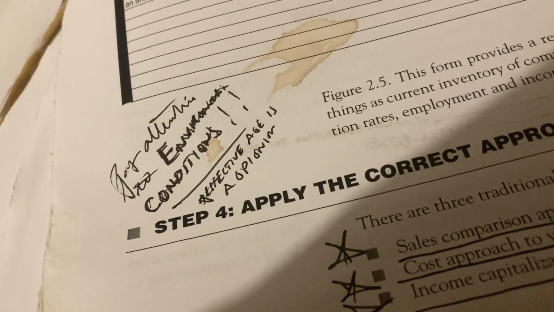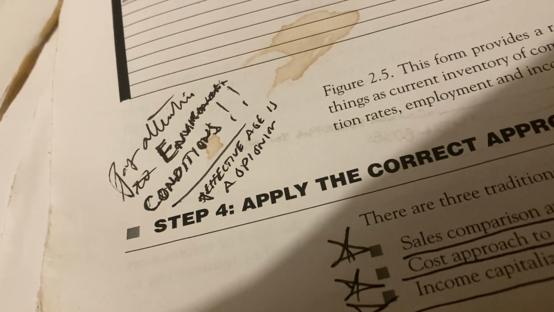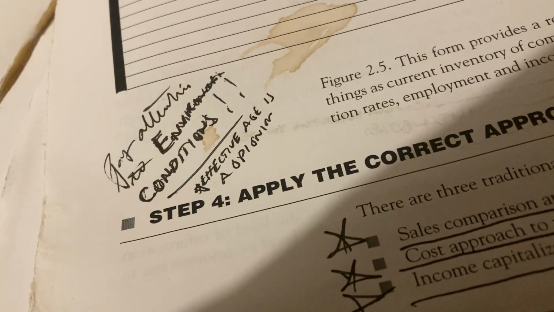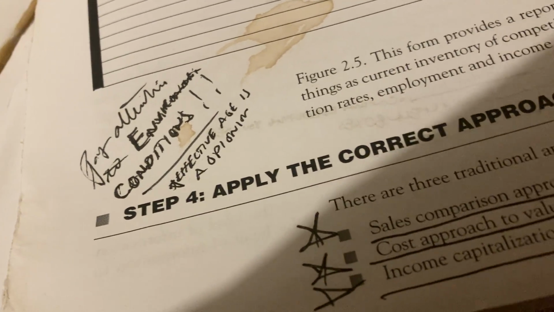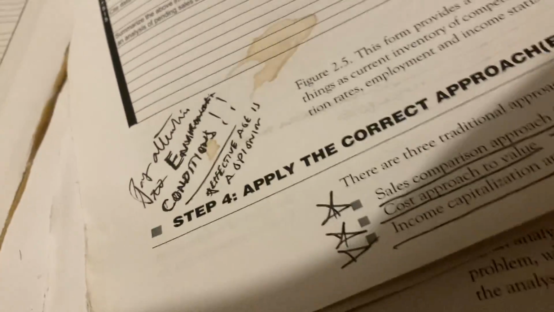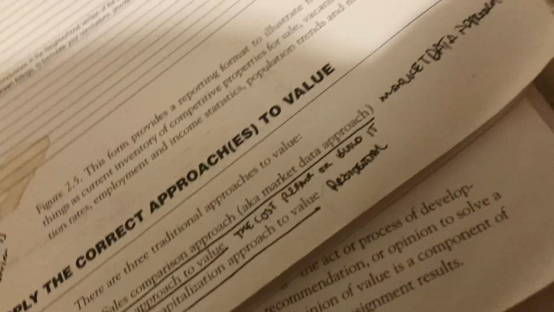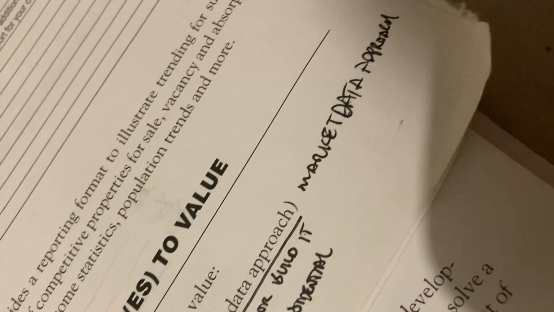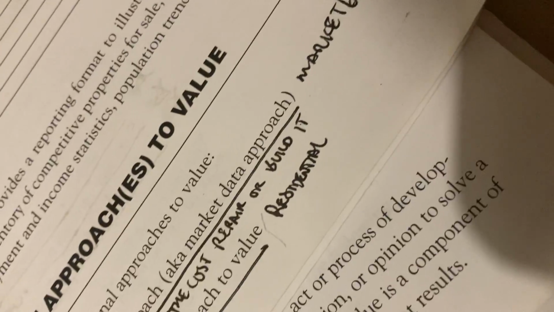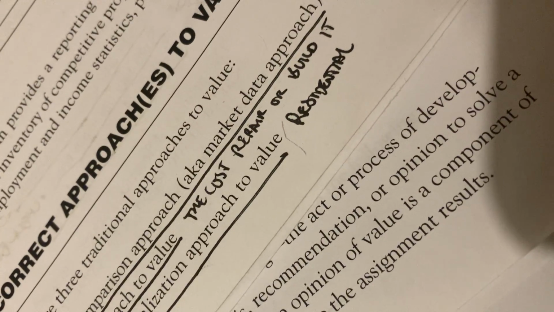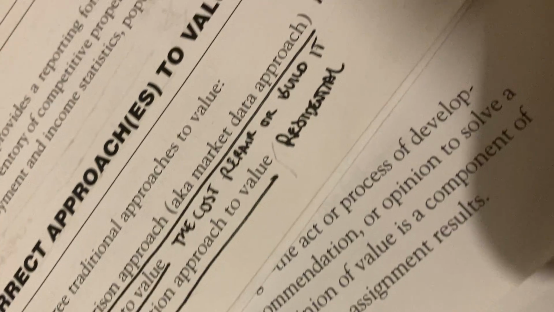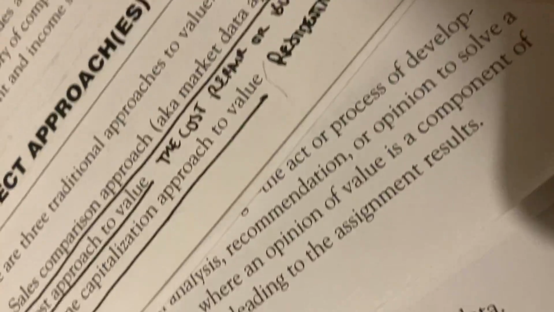In something, by something to environment conditions, effective age is an opinion. Extra note next to market data approach, it says market data approach, the cost to repair or build it is. Next to the cost approach, and next to income approach says residential.